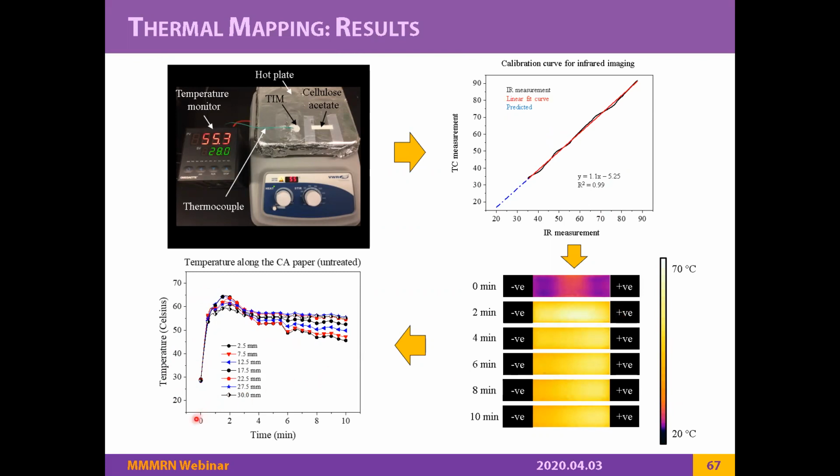We are looking from the cathode side to the anode side, and you see there is a dynamic change in temperature, and the temperature change at different points varies with time. So we have spatial temperature difference, and we have temporal temperature difference here.